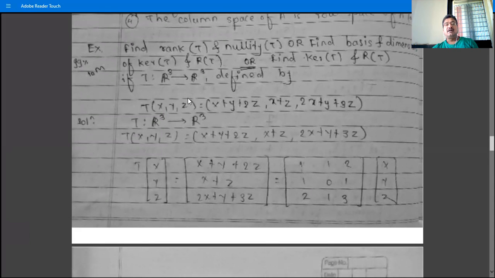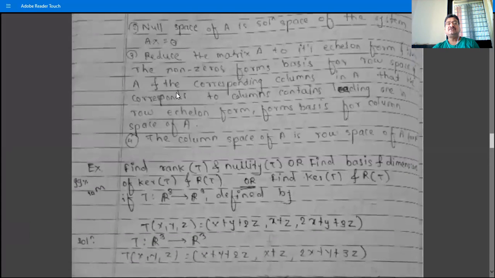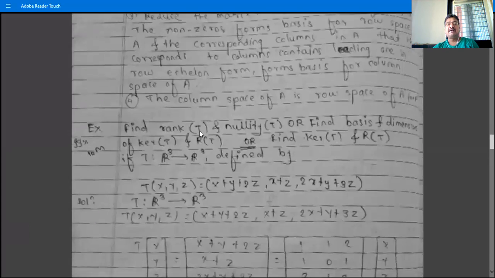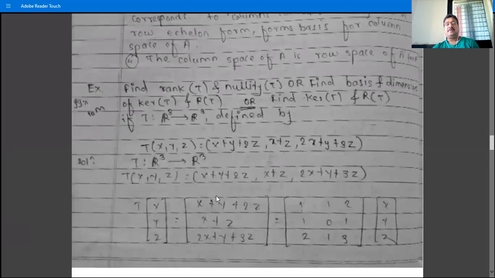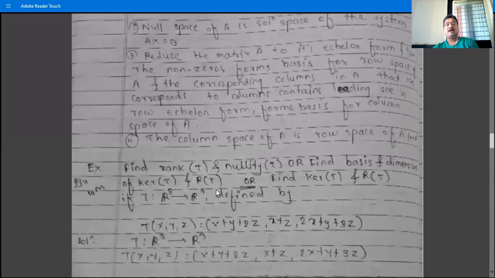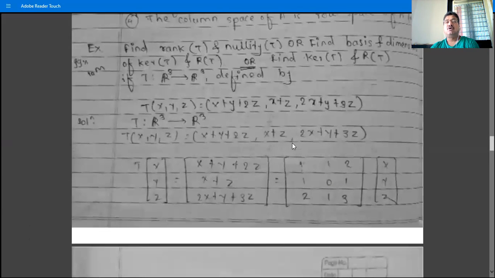We will find the matrix A, that is the standard matrix of the linear transformation, and then find the basis and dimension of null space of the matrix A, and then find the basis and dimension of column space of A, or find the basis and dimension of row space of A transpose. So this is the very simple procedure to obtain the rank of T and nullity of T.